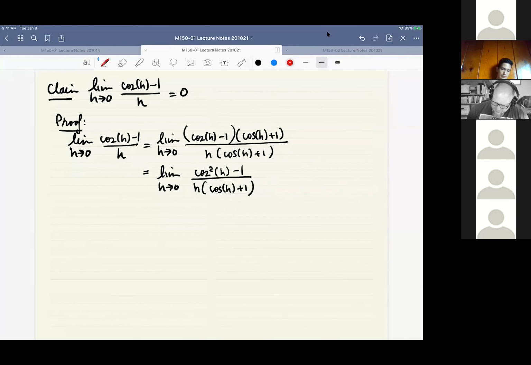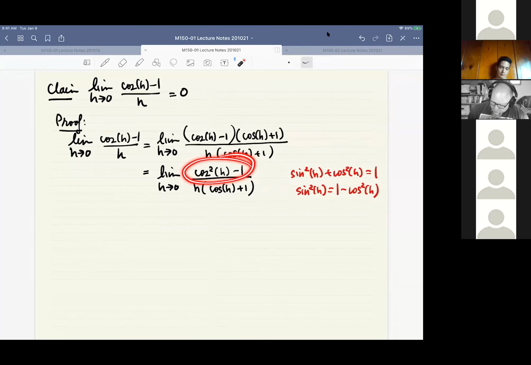But there's a trig identity that says sine squared of h plus cosine squared of h equals 1. And if you subtract cosine squared of h from both sides, you get sine squared h equals 1 minus cosine squared h. And look what's up in the numerator. It's almost this. It's the opposite of this. It's minus 1 times this. So I can rewrite my numerator as minus sine squared h.